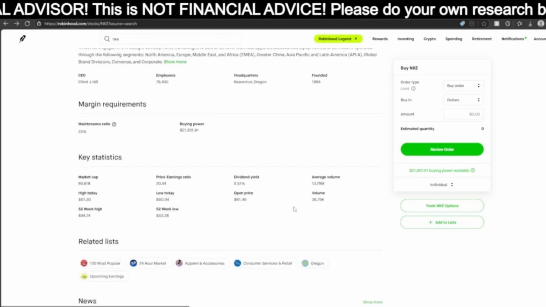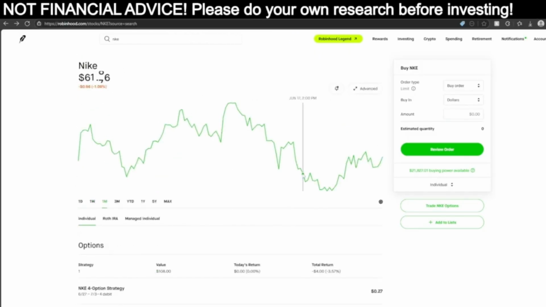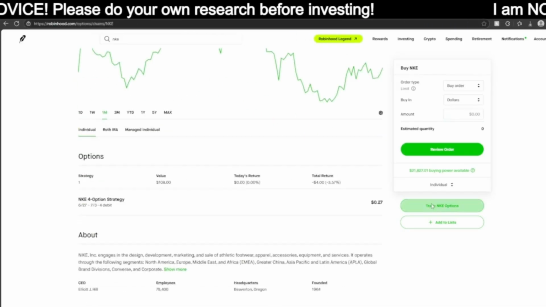Nike's been doing absolutely nothing, by the way, for the last week. Last month, it's kind of been just going sideways. So again, a 0.35% move has done nothing. Anyways, let's trade Nike options here.